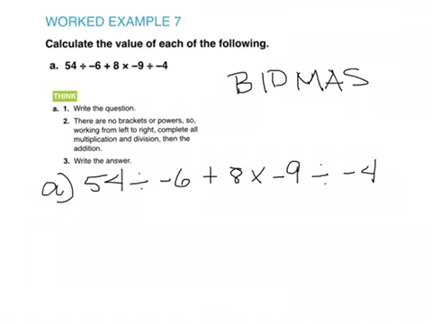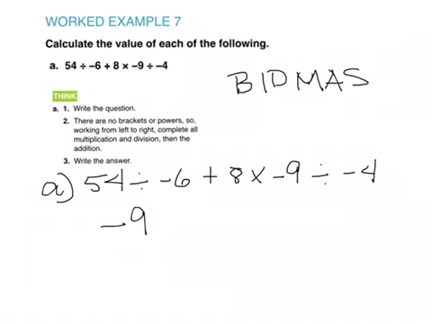We need to do the division. So there's a division there. There's another division. There's a multiplication. So we work from left to right. Starting here, we have 54 divided by negative 6. That should give us negative 9. Why is that negative 9? You're dividing two integers, one is positive, one is negative, so it should give us a negative answer.